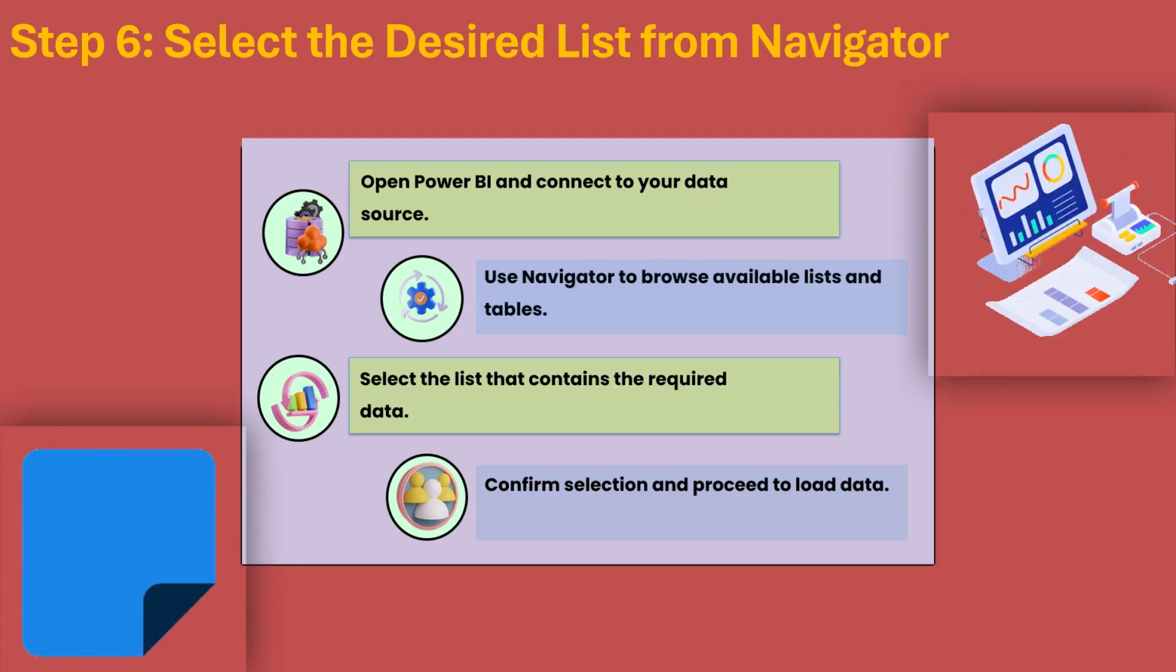All right, let's kick things off by picking the right data. We start by opening Power BI and connecting to the data source. Pretty straightforward, right? Then we use the navigator to explore the options. Finding the perfect list is like choosing the best dish at a buffet. You want the one with all the good stuff. Once selected, hit confirm and move ahead.